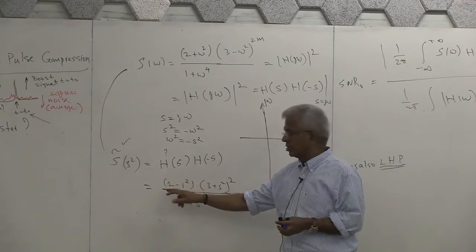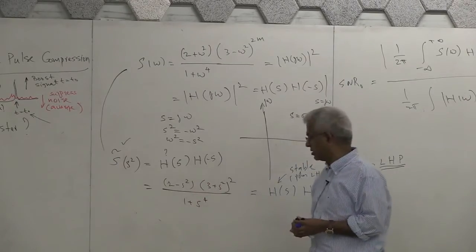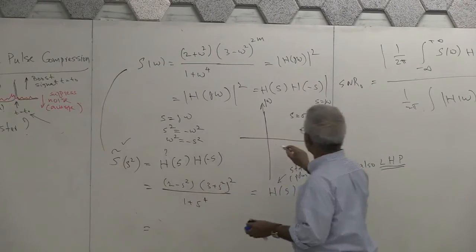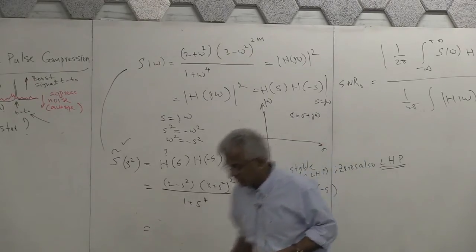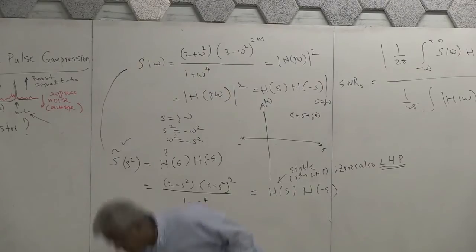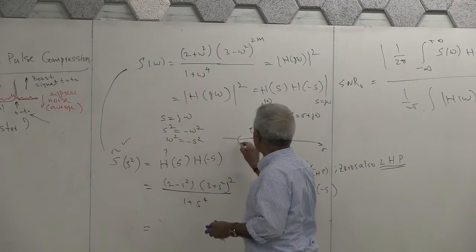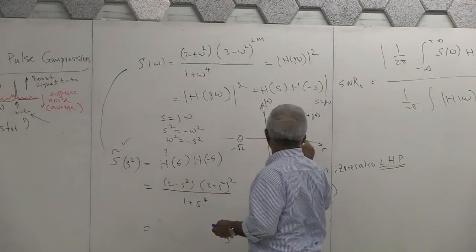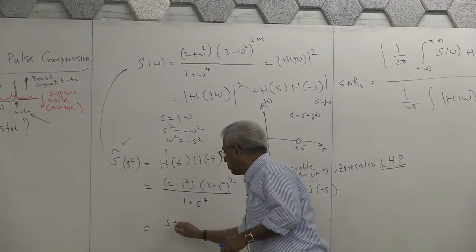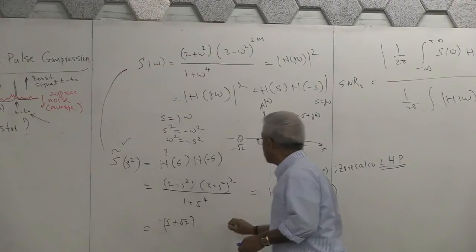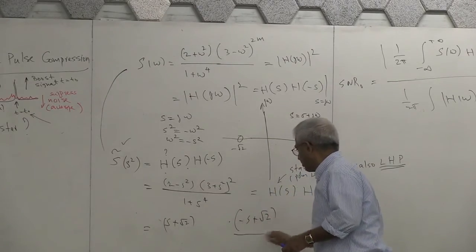Where are the zeros here? This can be factorized as what? 2 plus s multiplied by 2 minus s, right? So 2 plus s gives s equal to minus 2, right? So the zero is at minus square root of 2 and plus square root of 2. So I have s plus square root of 2 as one term. And remember H of s, the other one is minus s plus square root of 2, right?